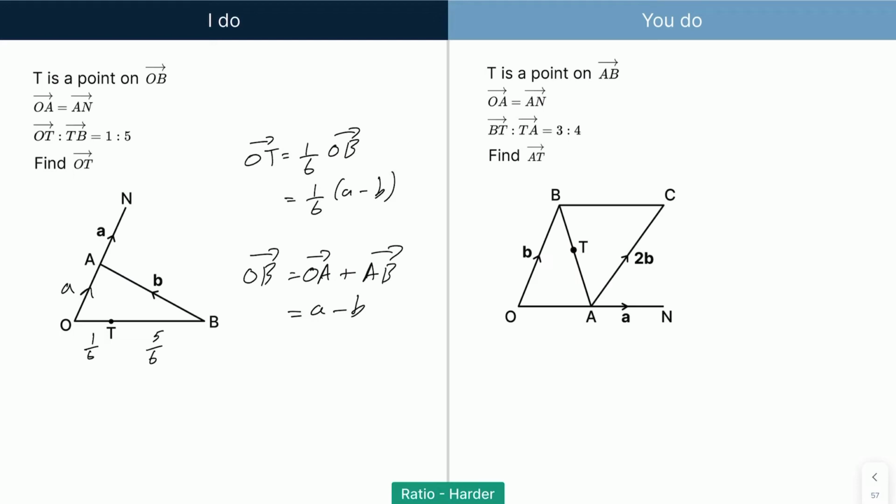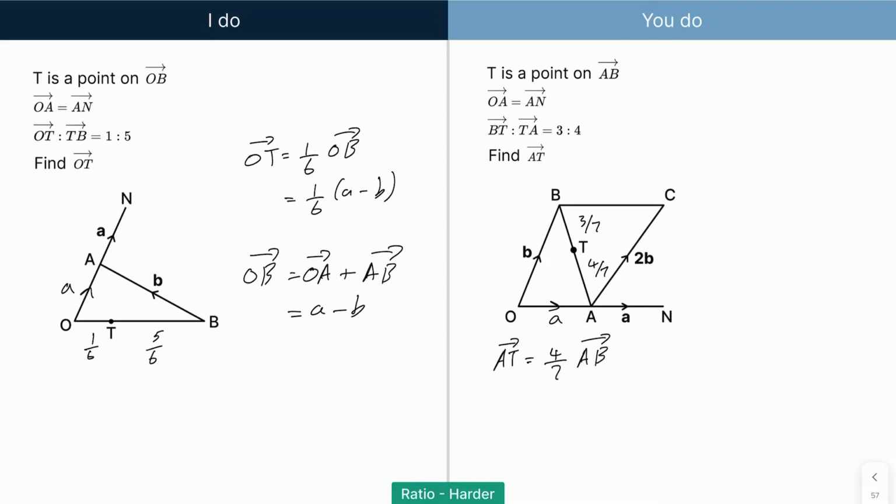So hopefully you've pressed pause and had a go at the example on the right. So P to T, O to A is A to N. Let's label that one first. Then let's label the ratios on. Let's divide them by the totals, so we've got the fractions. And the question is saying, well, what is A to T? Now, A to T is a small part of the full line. So, well, what part is that? It's 4/7 of the full length.